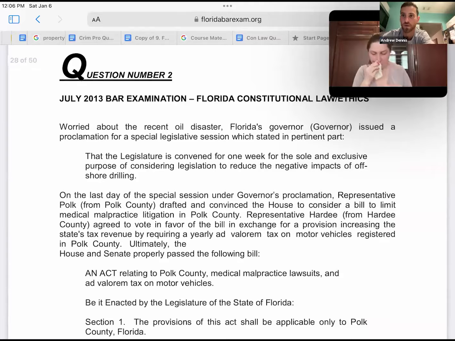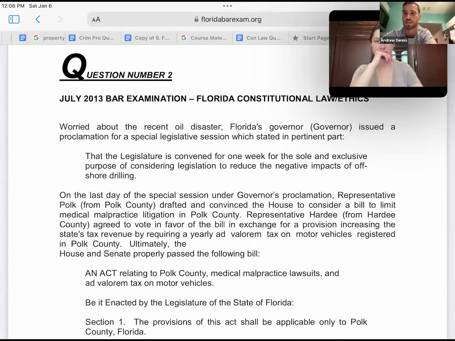So, worried about the recent oil disaster. This is really reminiscent because when I went to college in New Orleans and there was the oil spill, I was working in the industry. I actually got a check because I was impacted. Worried about the recent oil disaster, Florida's governor issued a proclamation for a special legislative session, which stated in part.